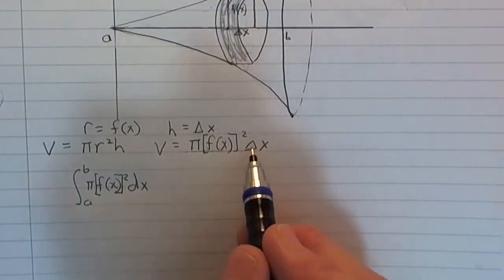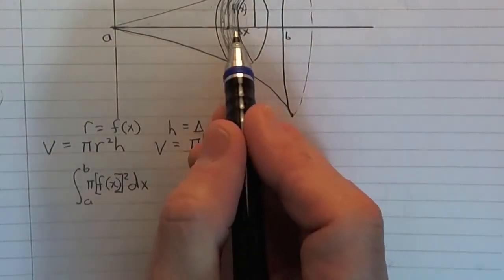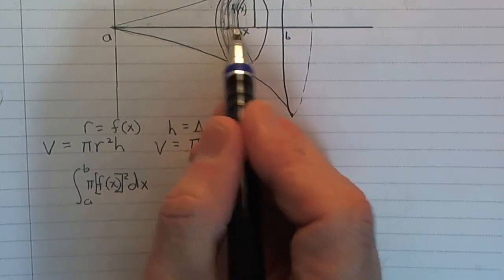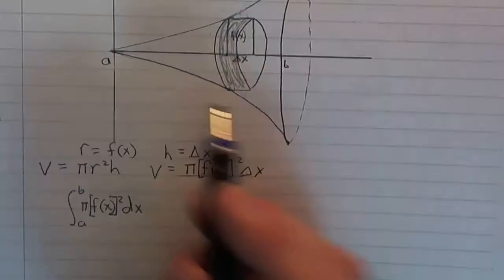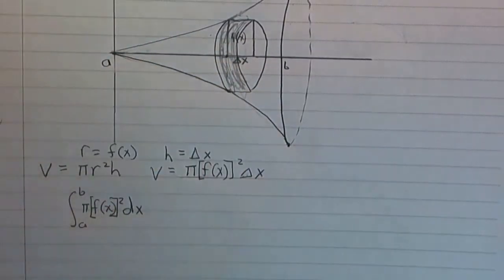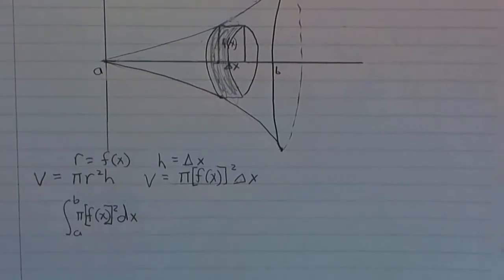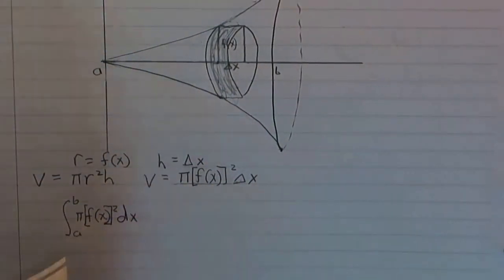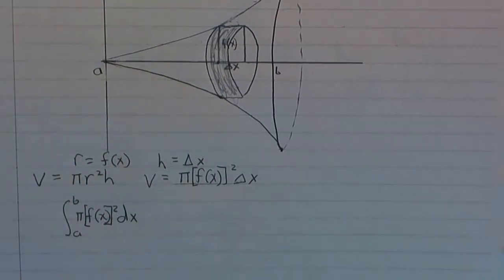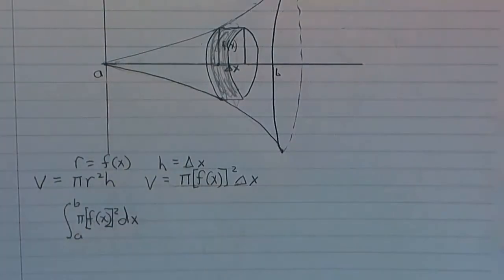So what I'm going to do is take the limit. I'm going to let delta x go to 0. In other words, let there be infinitely many of these little disks. And when I do that, that is the definition of an integral. It's the limit of a Riemann sum. So that's the power of integrals. We can add up an infinite number of things. We're going to add up all these little disks and we get this.